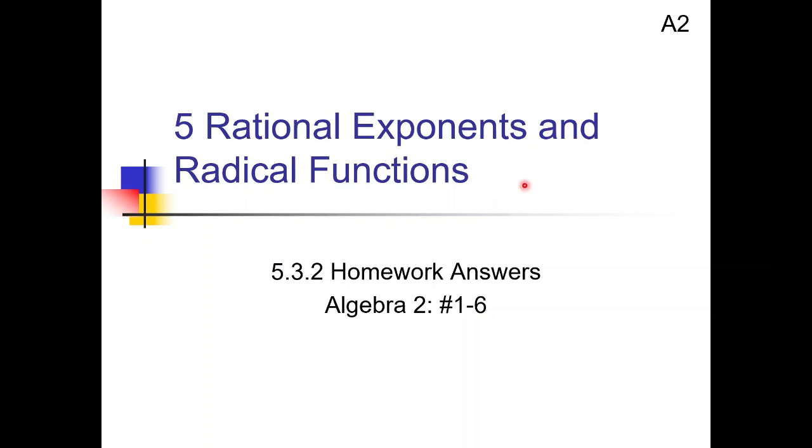Mr. Sutton here, bringing you the Algebra 2 5-3 Part 2 homework solutions on graphing radical functions. In this one, we're going to focus on the odd functions as well as writing functions of transformations with radicals.